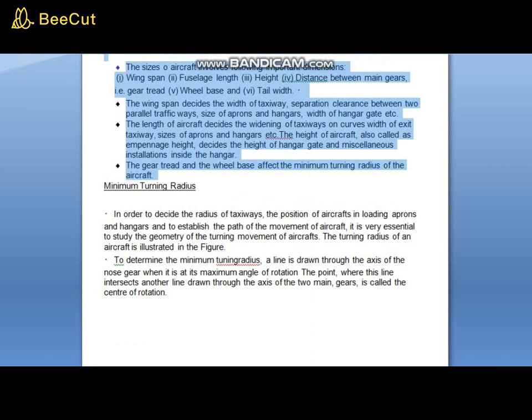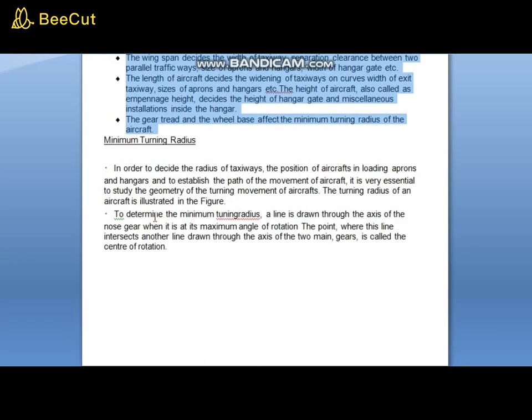So now let us see what is minimum turning radius. In order to decide radius of taxiways, the position of aircraft in loading aprons and hangars, and to establish the path of movement of aircraft, it is very essential to study the geometry of turning movement of aircraft, as illustrated in the figure. To determine minimum turning radius, a line is drawn to the axis of the nose gear when it is at maximum angle of rotation. The point where the line intersects another line drawn through the axis of two main gears is called center of rotation.